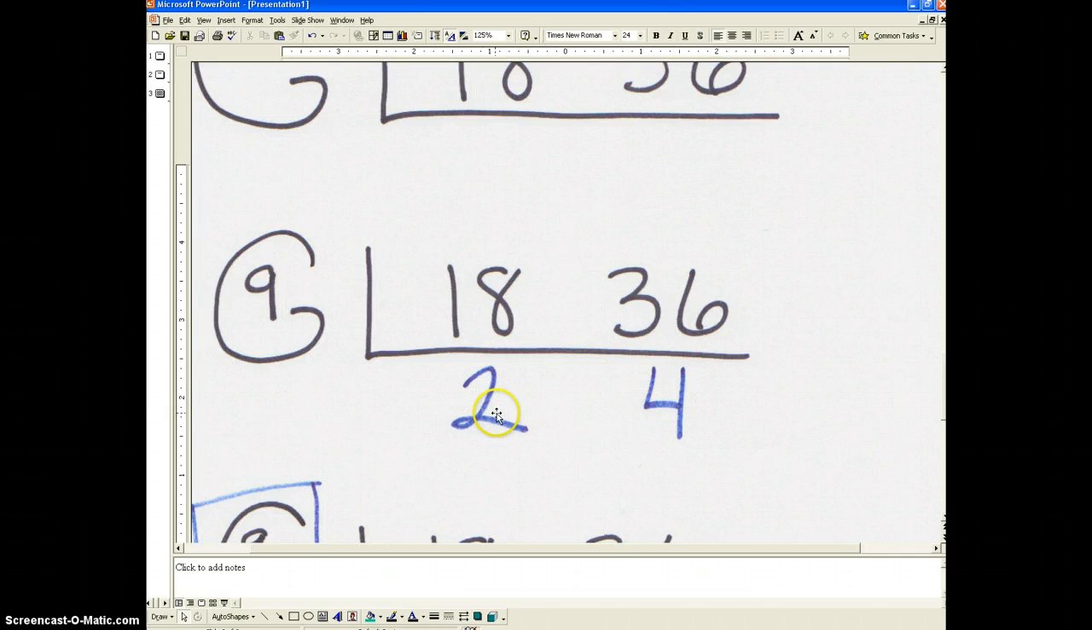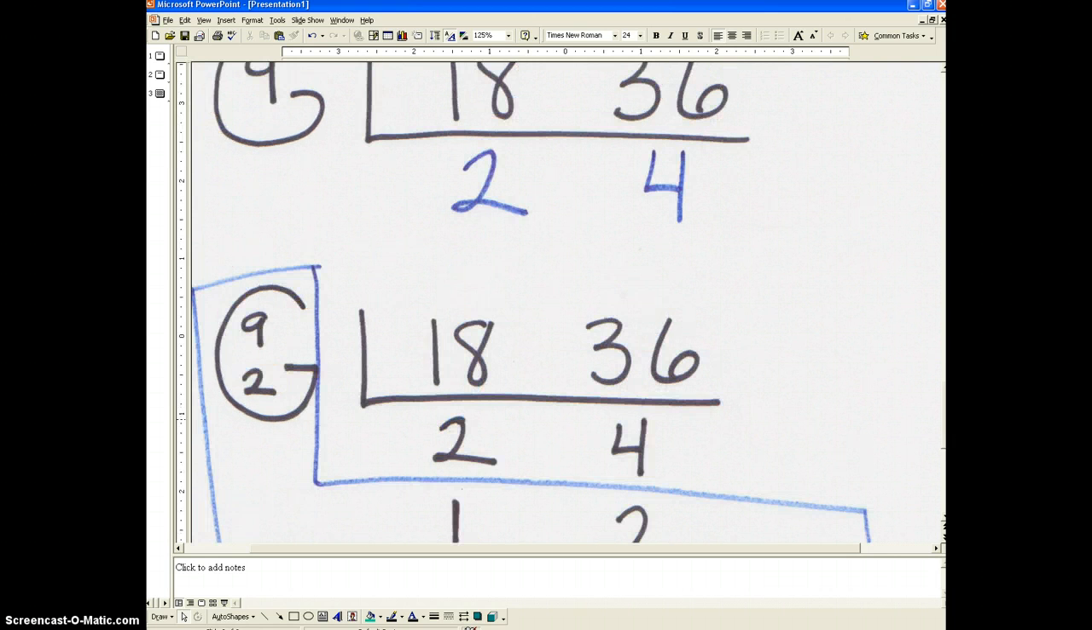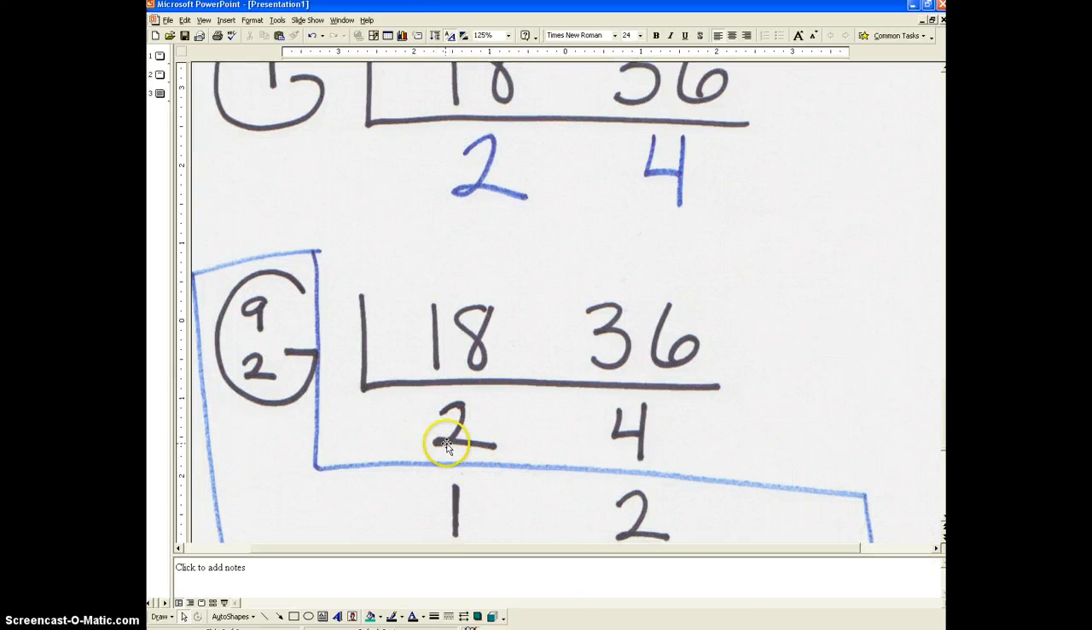2 and 4 both still have a common factor. If these numbers down here still have a common factor, then you need to divide one more time. So I'm going to say the common factor between 2 and 4 is 2. So I'll also put 2 inside my big G. Now, I'm going to divide that. 2 divided by 2 is 1. 4 divided by 2 is 2.